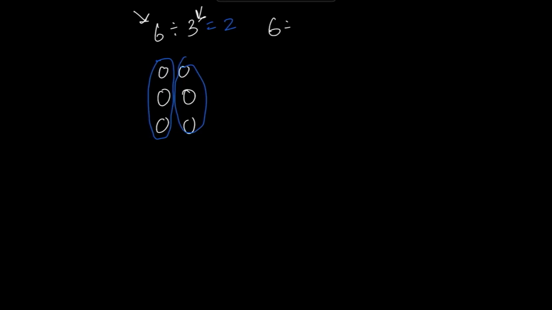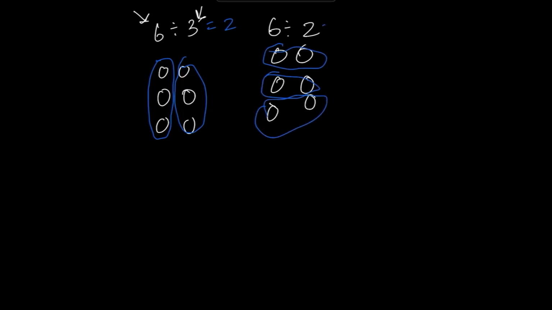Another quick example of this is doing 6 divided by 2. I'm going to quickly do that. Now I'm dividing them into groups of 2, which I can do like this. So that means 6 divided by 2 is equal to 3. And this will work in most cases.